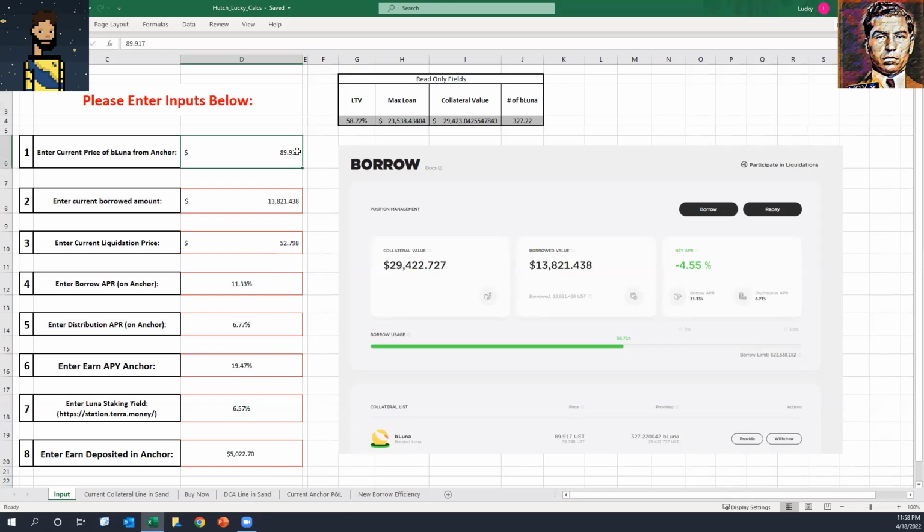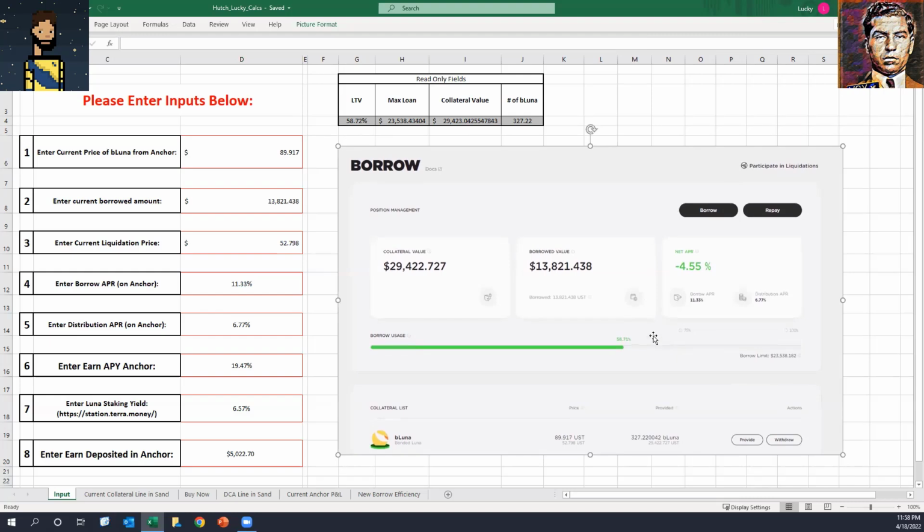So we'll go one by one here. But let's just set up what they're looking at. The little screenshot is, Lucky showed me, I didn't even know there's a way on Anchor: you just enter in any wallet address and you can come up with somebody's actual position. You can't trade in their wallet, but you can see what's going on.